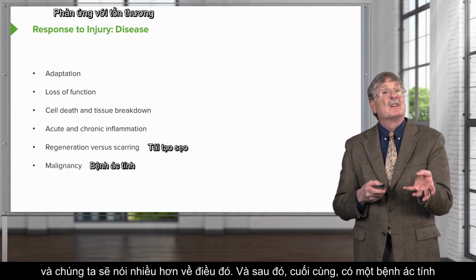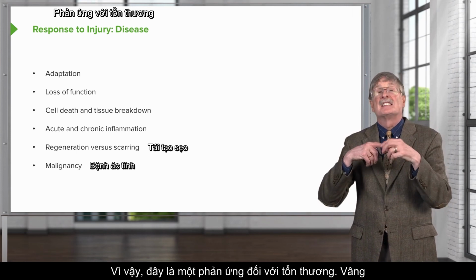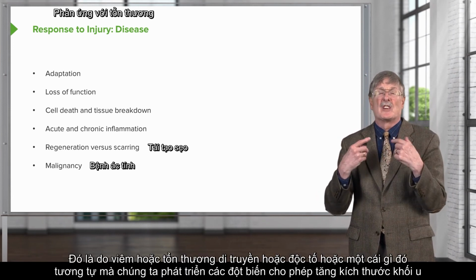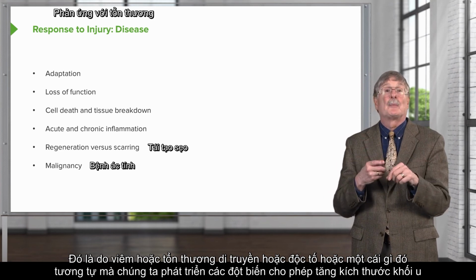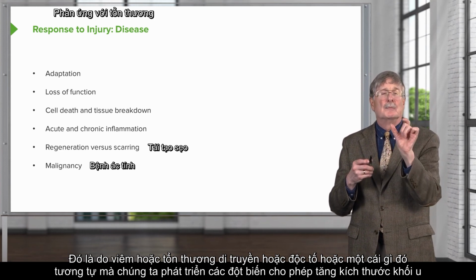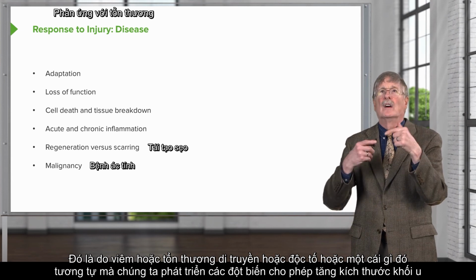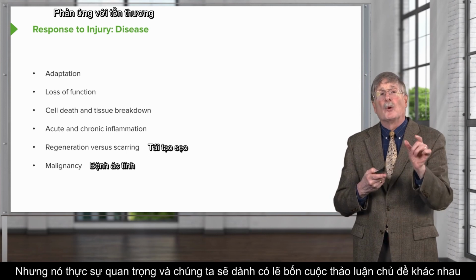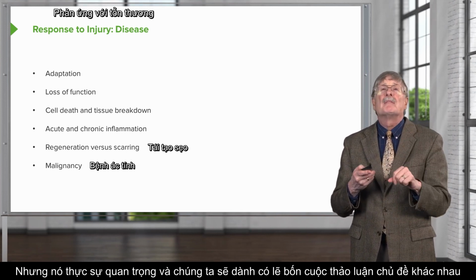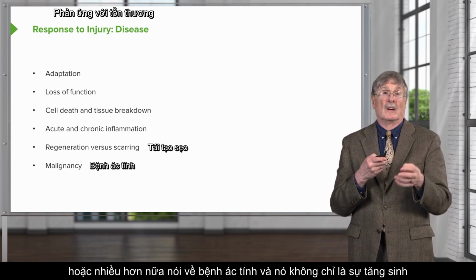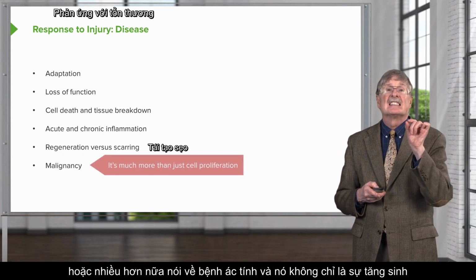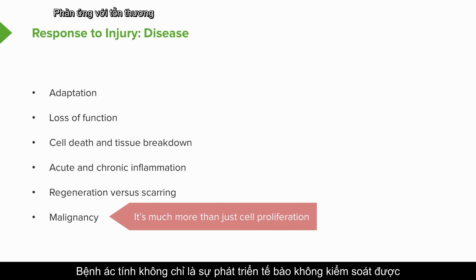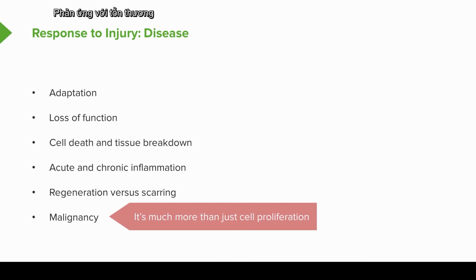And then finally, there's malignancy. So this is a response to injury. Yes, it is. It is because of inflammation or genetic injury or toxins or something like that, that we develop mutations that allow for expansion of a tumor. But it's really important, and we will spend probably 4 different topic discussions or more talking about malignancy, and it's not just proliferation. Malignancy is so much more than just uncontrolled cell growth.